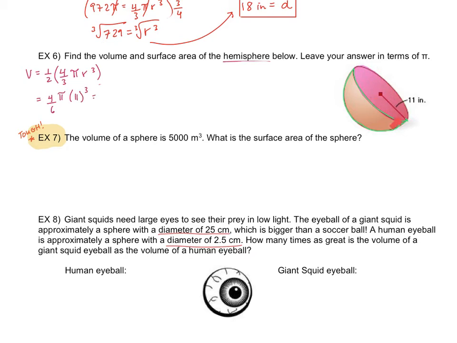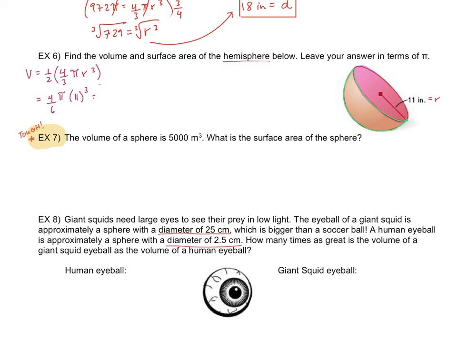Now, in our problem, they actually give us that radius, so we can fill that in. Our radius is 11, so that's why I filled in 11 cubed. Now doing the math of 11 cubed, multiplying by 4, dividing by 6, we don't get really a whole number. We do get a fraction, but I'm going to reduce my fraction as small as possible.